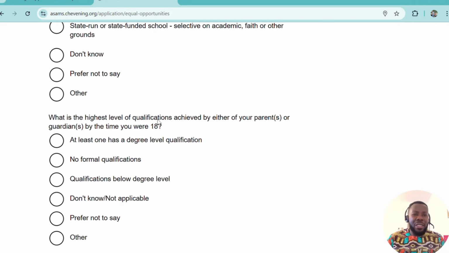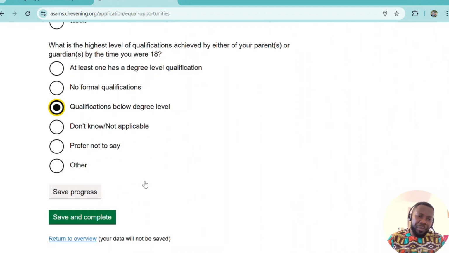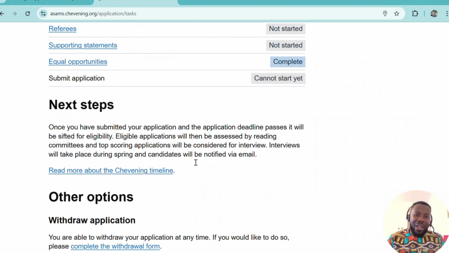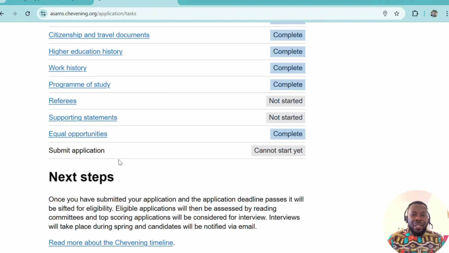What is the highest level of qualification achieved by either of your guardians by the time you were 18? No formal qualification or form 4, I think. Qualification below degree level. Yeah. You save and complete, and then submit application. You cannot submit yet because all has not been completed.